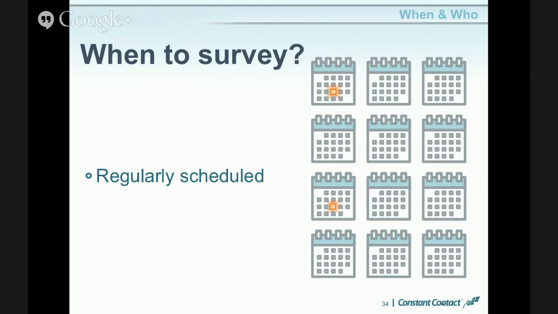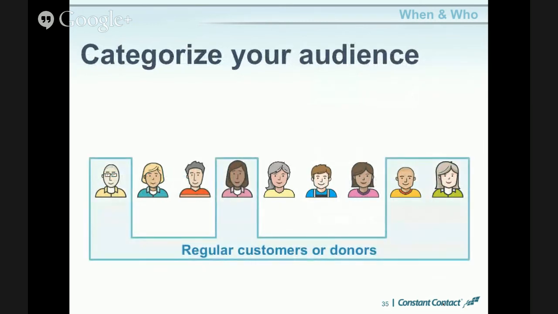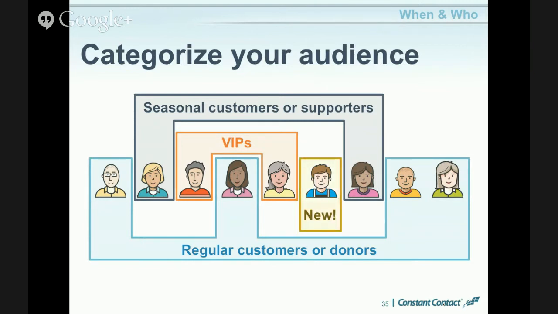So we know when. How about now who? Categorize your audience. You're going to want to think about who you're going to be reaching out to. Are you going to be connecting with regular customers? If you're just connecting with regular customers, you may be missing seasonal customers or supporters. You also want to make sure that you're getting a hold of your VIPs, and then, fun stuff, you want to actually connect out with new folks.